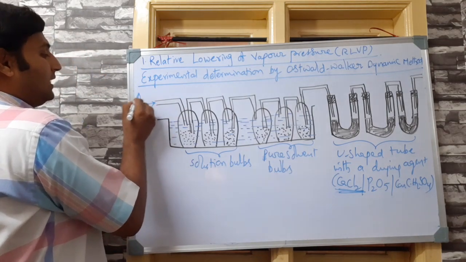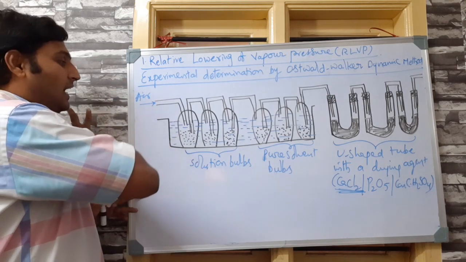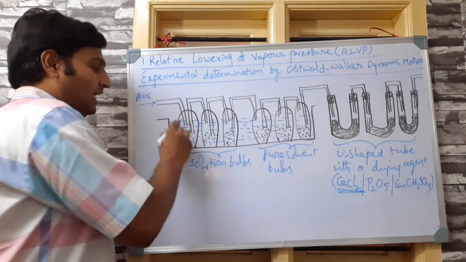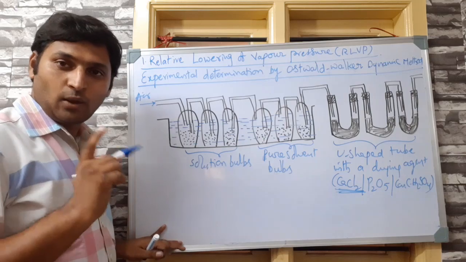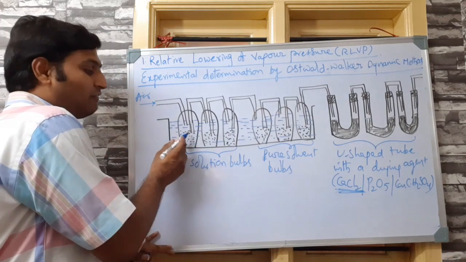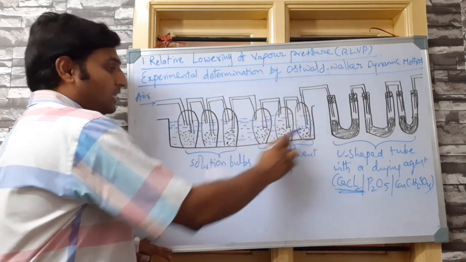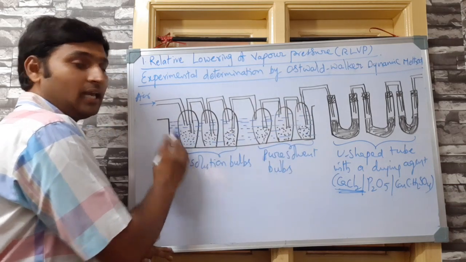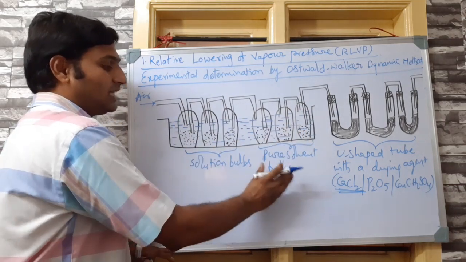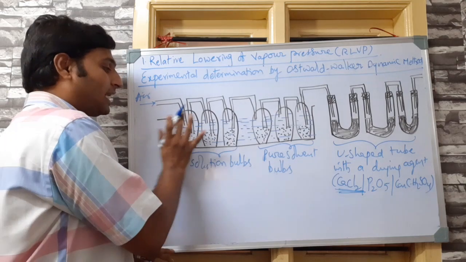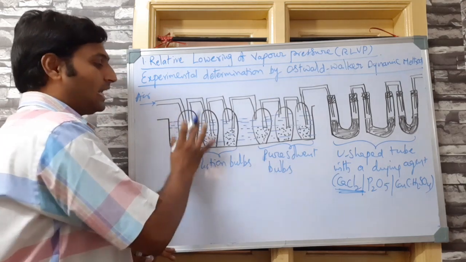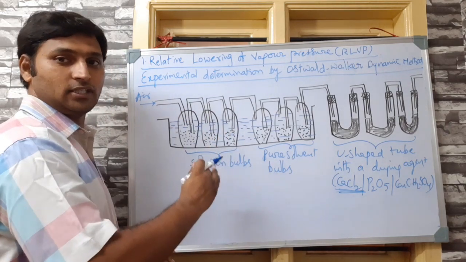A current of dry air will be passed from this end into the bulbs. Now what happens? Half, 50%. By the way, to maintain thermostat, all these 6 bulbs, solution bulbs as well as pure solvent bulbs, are kept in water to maintain constant temperature.